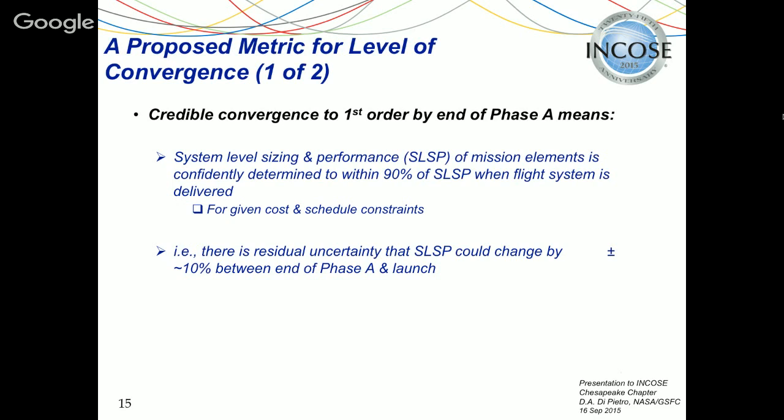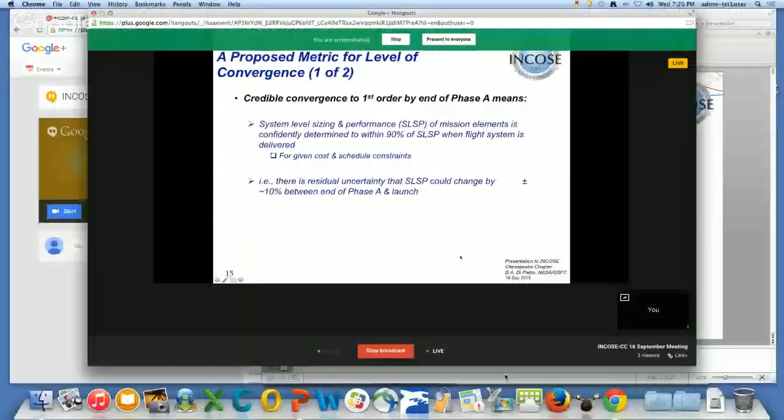Where credible convergence to the first order means system level sizing and performance, I'll use SLSP for that acronym, of mission elements is confidently determined to within 90% of the SLSP when the flight system is delivered. That means SLSP could change by plus or minus 10% between the end of phase A and launch.